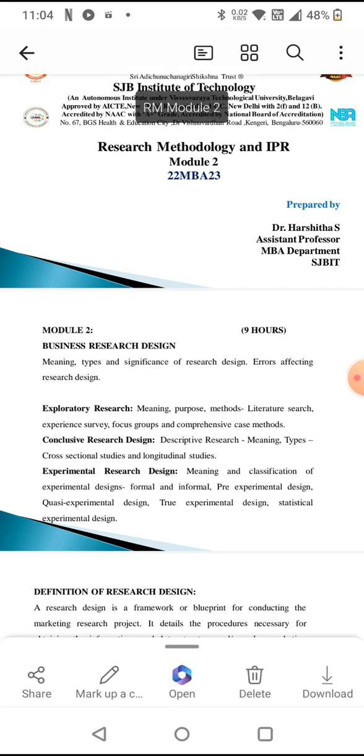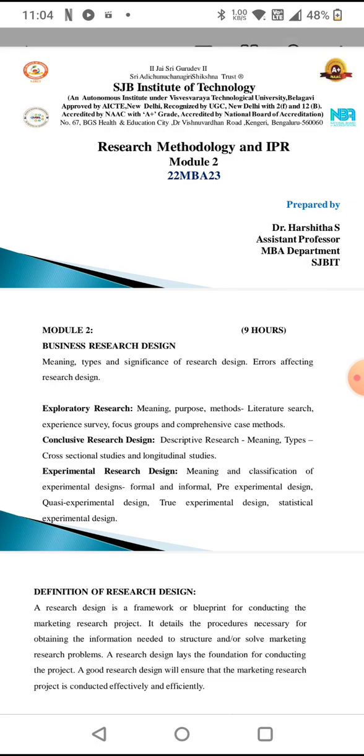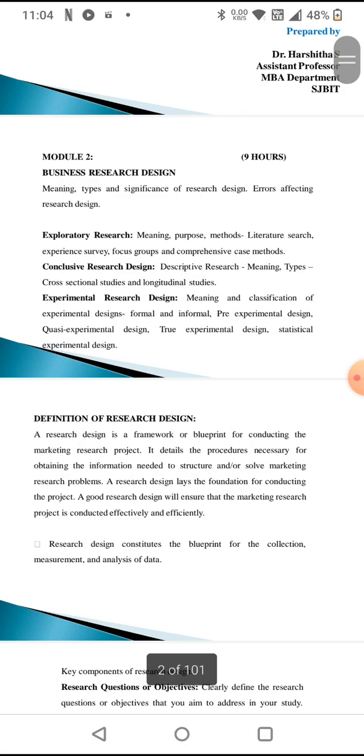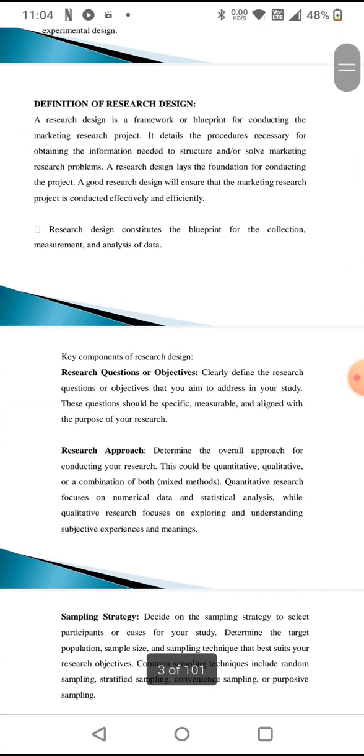So this module basically deals with your business research design process, the steps in that, how you create a business research design document, and then the different types of research designs. For example, exploratory research, conclusive research and experimental research is what has been prescribed in your syllabus. And then after that you will be learning about the differences and the similarities between these three types of research design. So starting with, we will first understand what you mean by research design document.